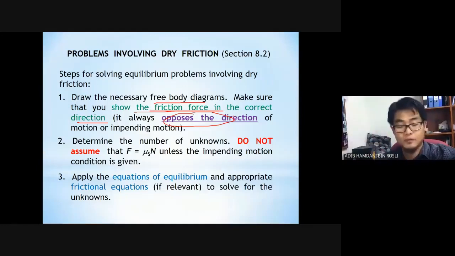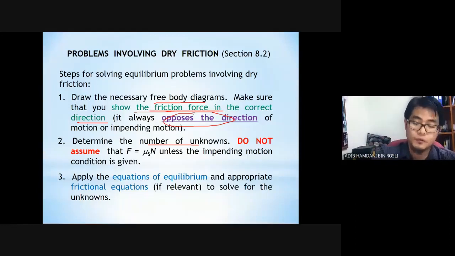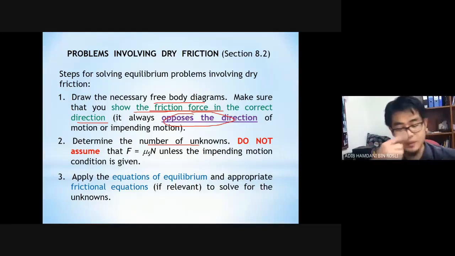Then you have to determine the number of unknowns. The unknowns mean, for instance, the weight of your block, and then of course the normal force, and of course the friction force. And we'll see something more about that, I mean the distance, but we're going to show it later.